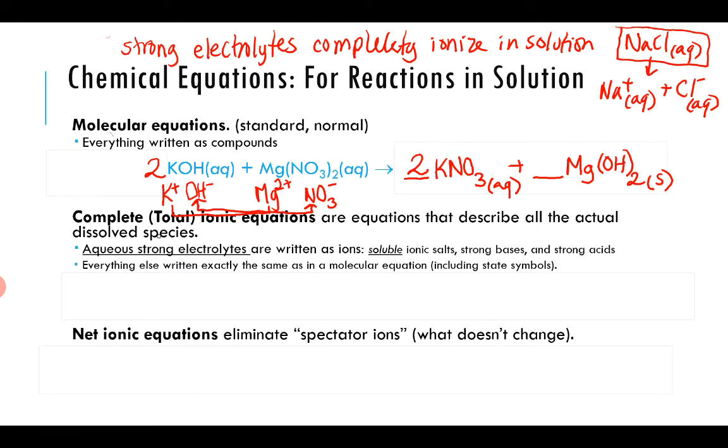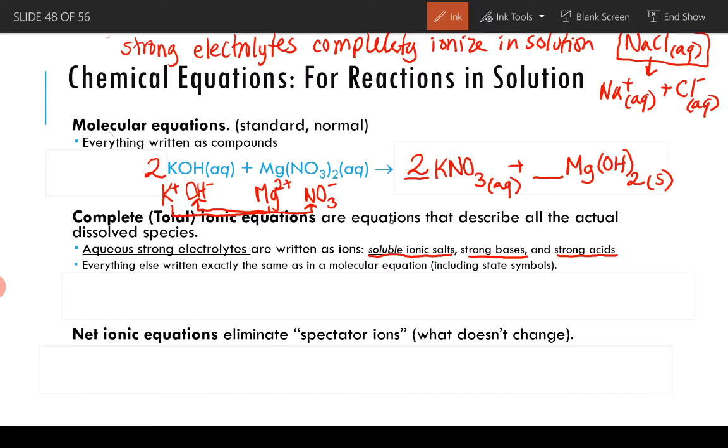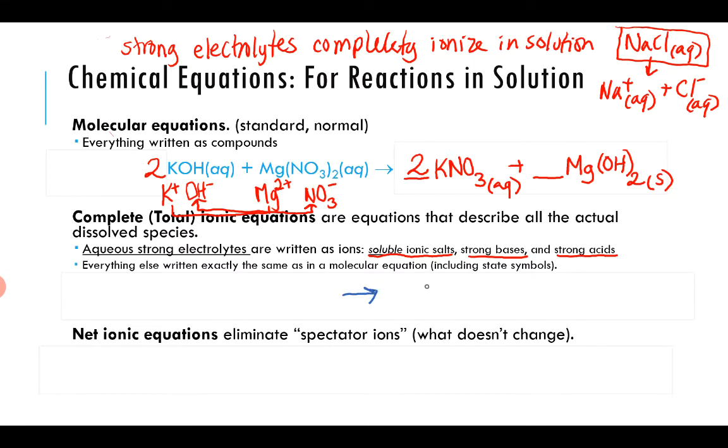In a complete ionic equation, also known as a total ionic equation, our aqueous strong electrolytes are written as ions. So we're looking for soluble ionic salts, strong bases, and strong acids. Those are our strong electrolytes. Everything else is written exactly the same as in the molecular equation. I'm going to switch colors so that we can rewrite our equation above in a complete or total ionic equation format.